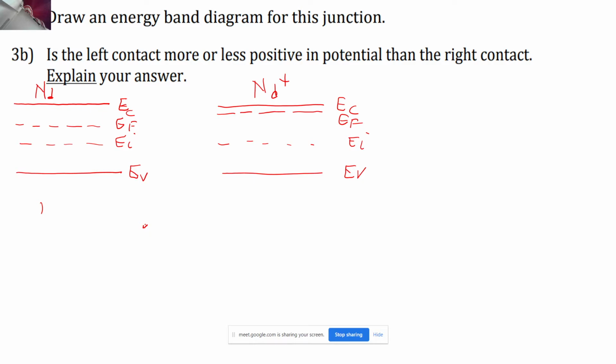So first of all, what should I do? Take a constant Fermi level. Yeah, the Fermi level should be constant everywhere. Take a constant Fermi level, then draw EC and EV accordingly. Thank you for the procedure.